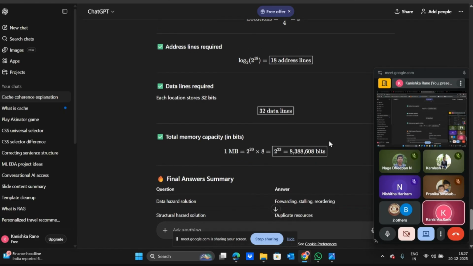Total memory capacity is 1 MB. They have asked for it in bits, and it is given in bytes. When you have to calculate in bits, you have to multiply by 8, because 1 byte is 8 bits. That is why 8 becomes 2 to the power 3, and we get 2 to the power 23 bits.